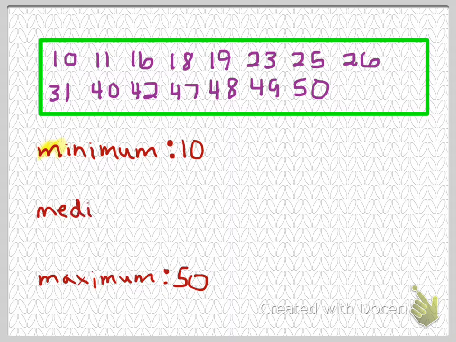So at this point, I'm going to write that in. And we need to find the number that's in the middle. Now if we count how many numbers we have, let's see, 2, 4, 6, 8, 10, 12, 14. There are 15 numbers. So the number that's exactly in the middle is our median, and that is 26.